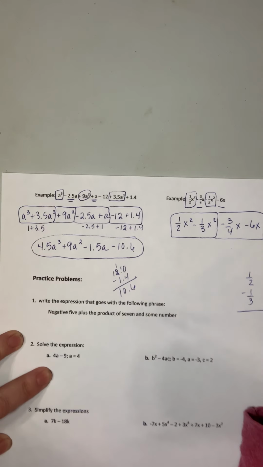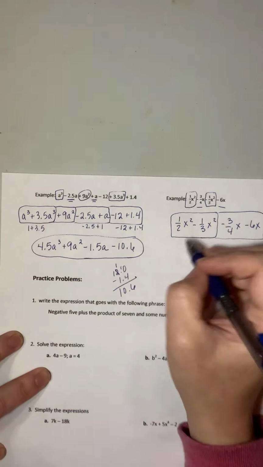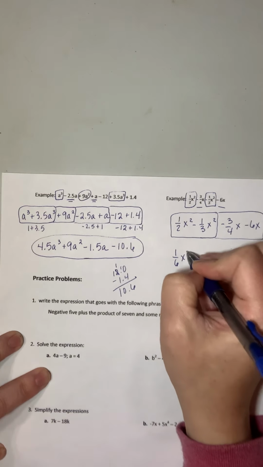With fractions, if you're adding or subtracting, you have to get a common denominator, which is going to be 6. This expands by 3 and gets you 3. This expands by 2 and gets you 2. 3 minus 2 is 1. So I have 1/6 x squared.